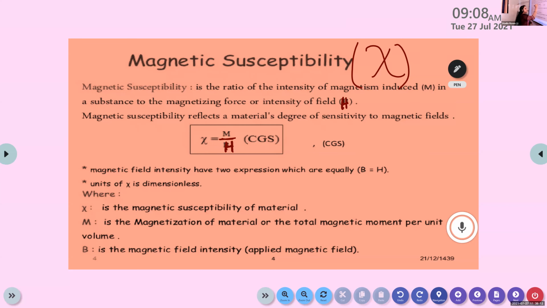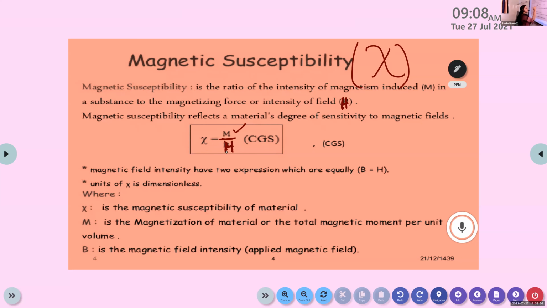What does this capital M represent? What does capital M represent? It is the first parameter that is used to describe the magnetic properties of the material. What does capital M represent? Yes, it is the magnetization.